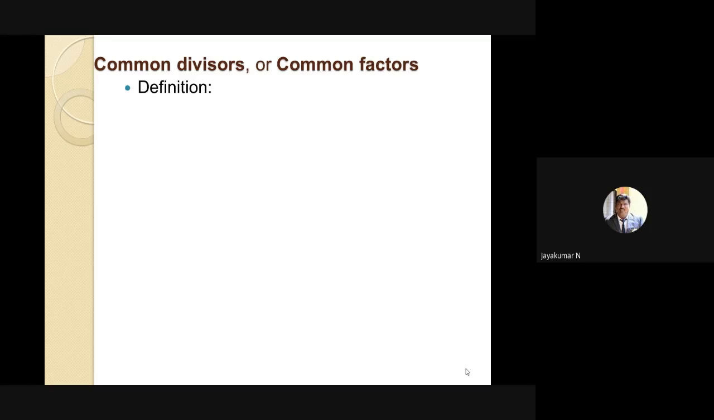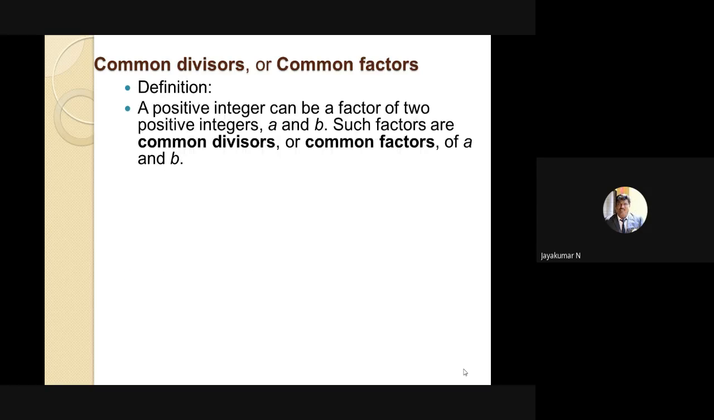Okay, first we see what we mean by common divisors or common factors. These are all known things, so quickly I can explain the definition. A positive integer can be a factor of two positive integers a and b. Such factors are common factors or common divisors of a and b.